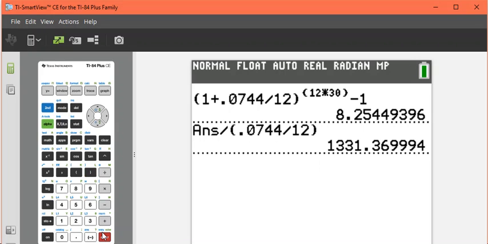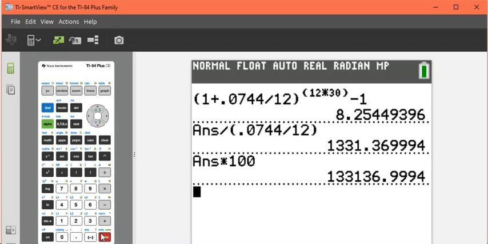This is going to give you the quantity inside of the brackets. And now we need to multiply by the number out front, which is 100. And so this is going to give us the account balance at the time of retirement.